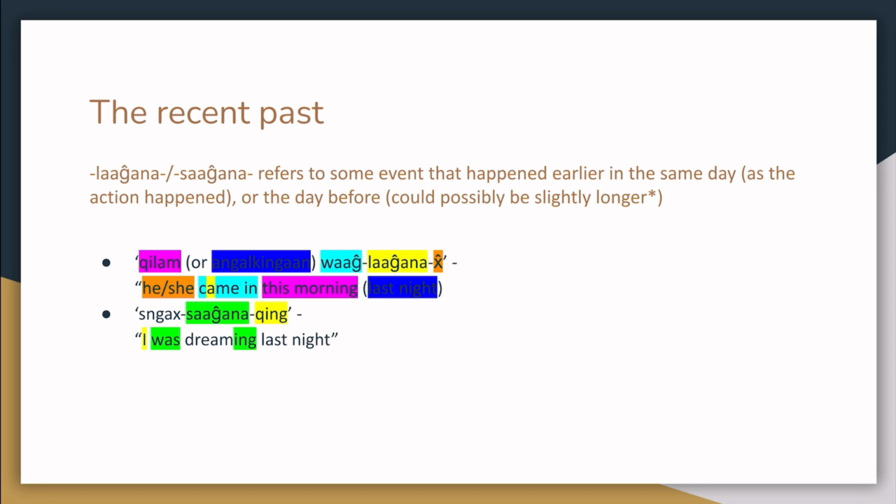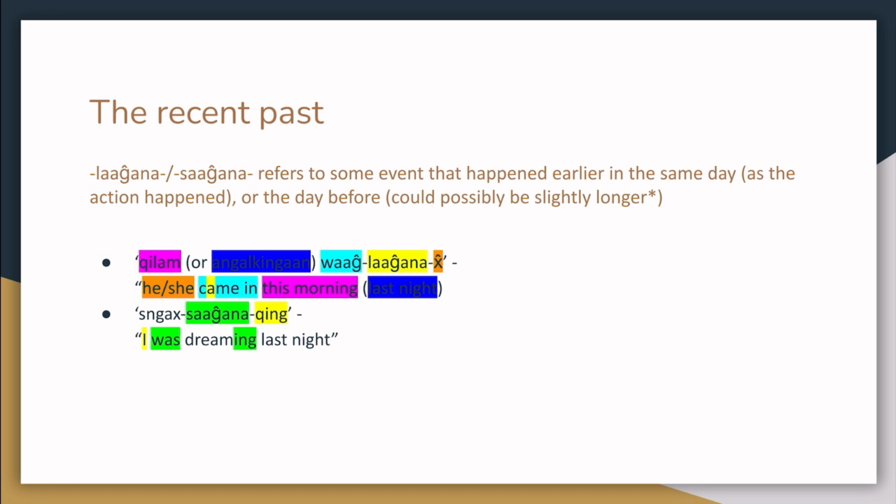So the first example here, and I'm sorry for this dark blue, it looked better on the laptop I was working on. So qilam means this morning. Last night is angakingan. Qilam wa, so wa means to enter or to come into a place, and then lagana meaning the past, and you have this word qilam just to reinforce that meaning, and ha, which is that ending that you would add to the end of the tense marker.